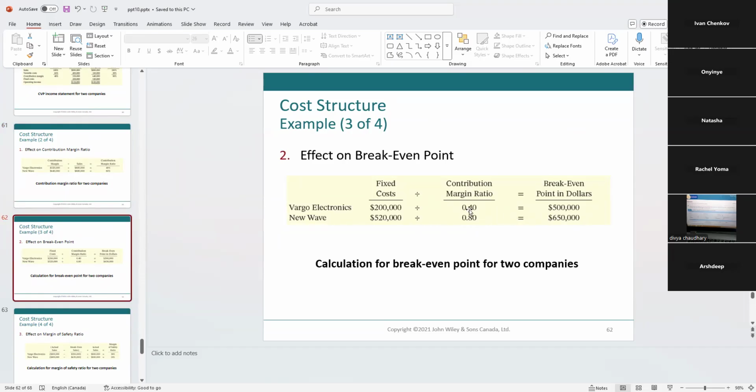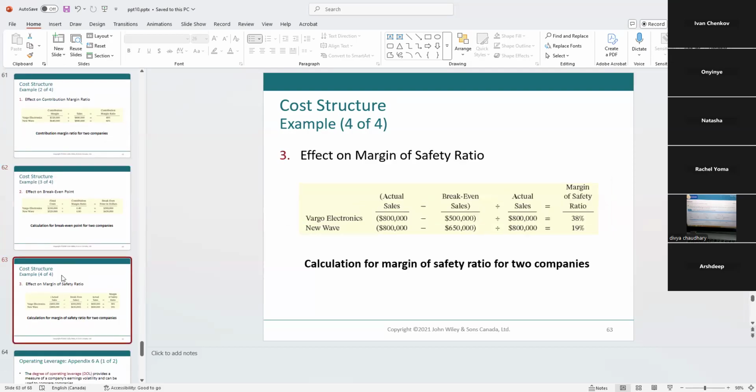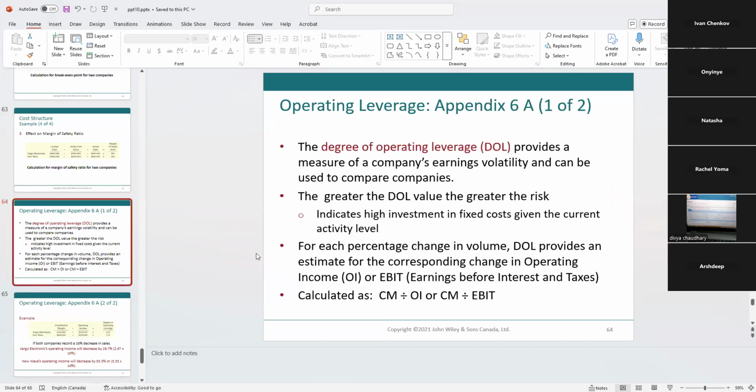If the fixed cost is high, we need to generate more sales to reach the break-even, whereas the other one has a relatively small break-even. And the last one is the margin of safety ratio. As you can see, in the first one our margin of safety is way higher than the second one. Operating leverage, I'm going faster through this because that's more for your additional understanding. And the margin of safety is the level of variable cost versus the fixed cost.